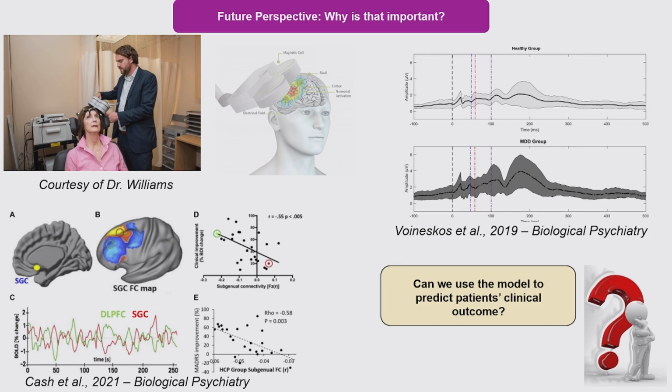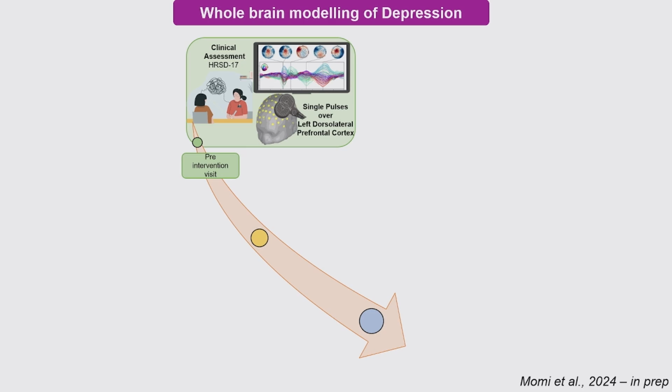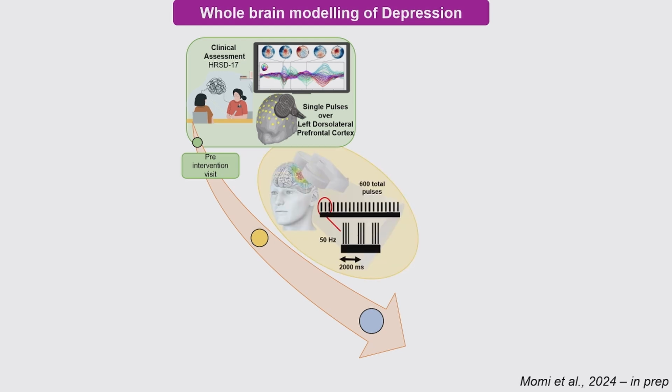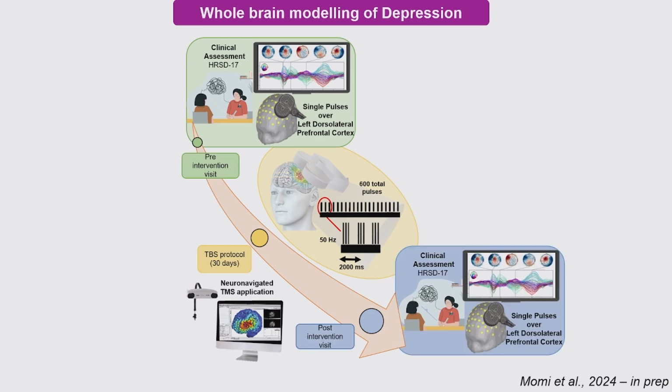clinically helpful in some cases. So we work with these data sets. We have a TMS-EEG cohort of depression patients. These are people with resistant depression. We did a clinical assessment and then a single pulse over the DLPFC. Then there was the standard iTBS treatment for 30 days. And then we have a post evaluation which was similar to the pre.